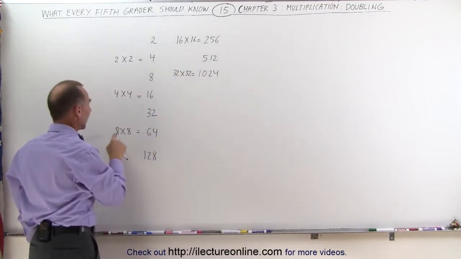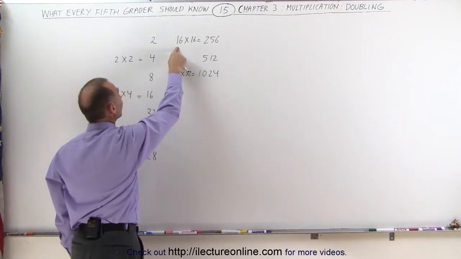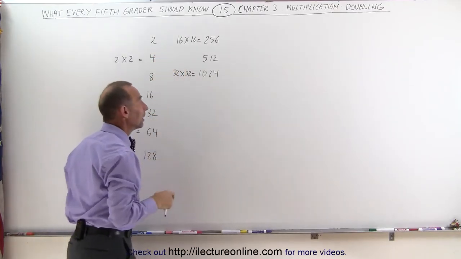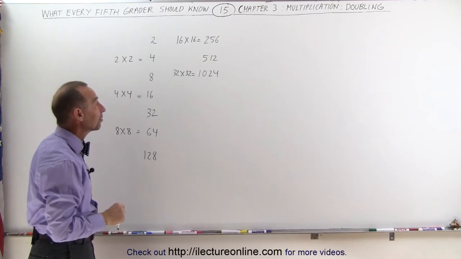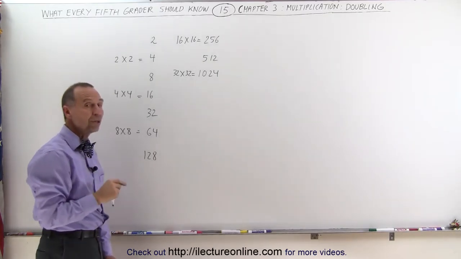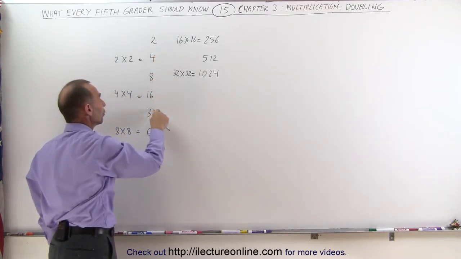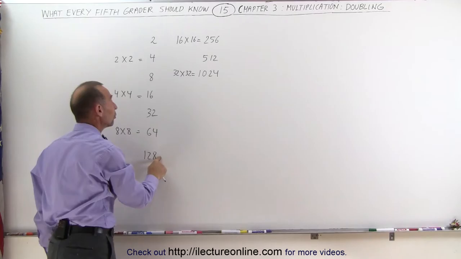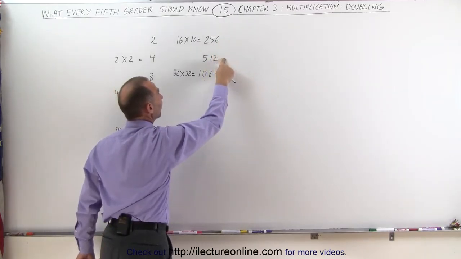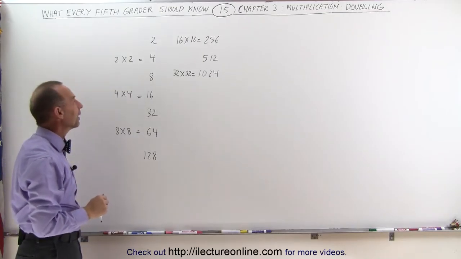Notice the pattern. 8 is twice 4, 4 is twice 2, 32 is twice 16. We skip every other number. And I bet you that is the correct answer. You can give it a try and see what happens. But remembering these doubling numbers, starting with 2, then 4, then 8, then 16, 32, 64, 128, 256, 512, and 1024, it's actually a really good thing if you did that.